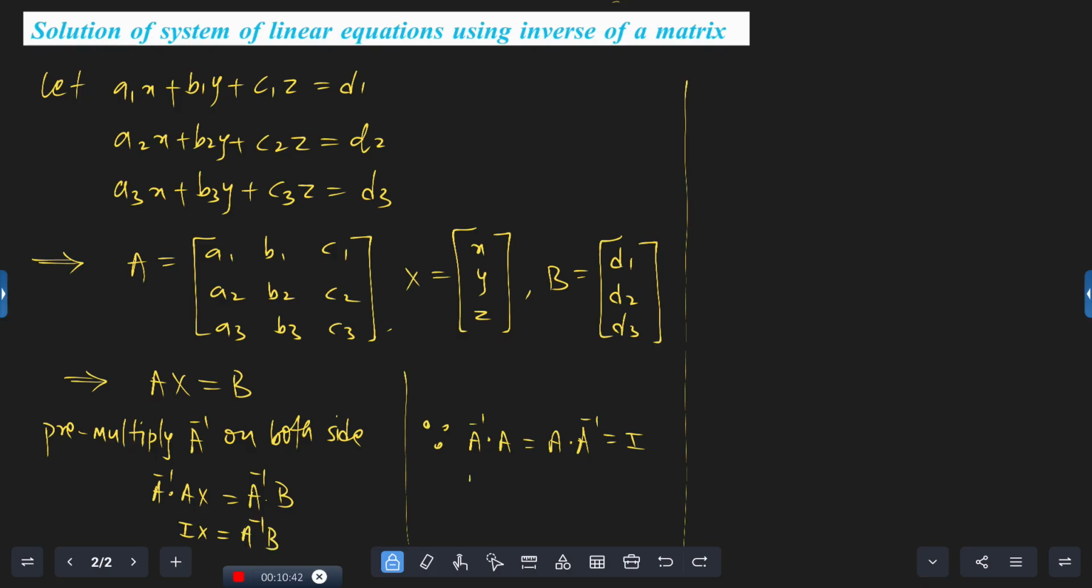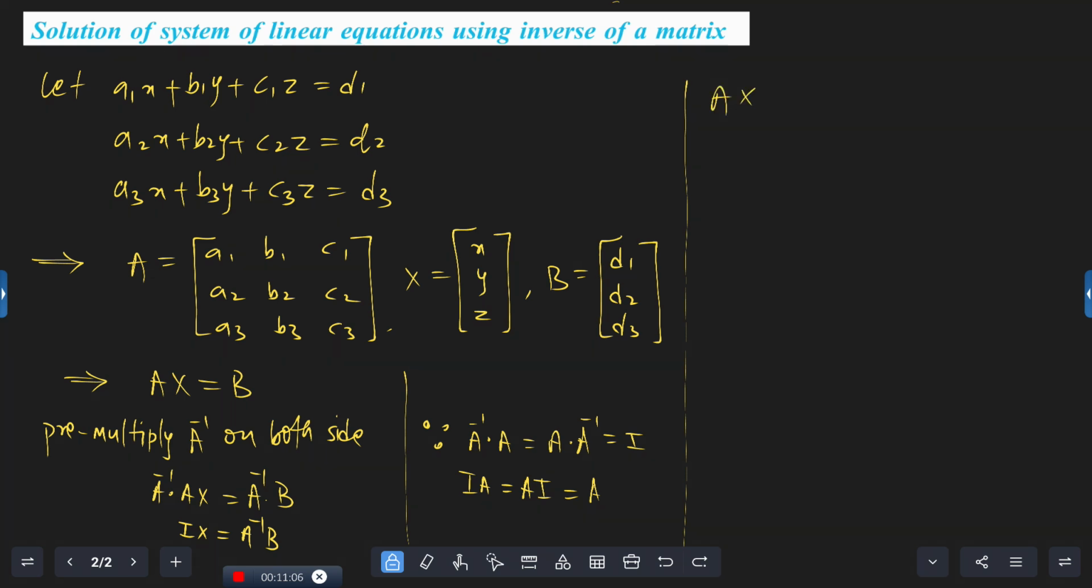So IA or AI equal to I, means along with the identity matrix, if you multiply any matrix, you will be getting the same matrix. So Ix equal to what you will be getting? Surely X, which is equal to A inverse B. So this is a very important result. You must remember.